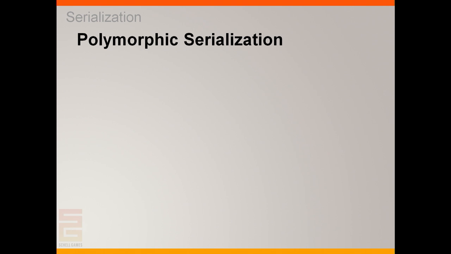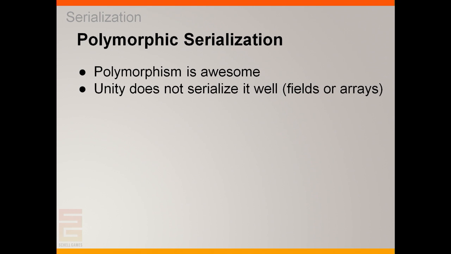Polymorphic serialization is one thing that everybody talks about, how they want to do this in Unity. And that's just because polymorphism is awesome. From a standpoint of software development, it's one of the most powerful tools you have in an object-oriented language. If I can take an object of a base type and inherit from that type, and then be able to treat all of my sub-objects or objects of that subtype as the root type. I'll give you an example because that's a little difficult to explain.